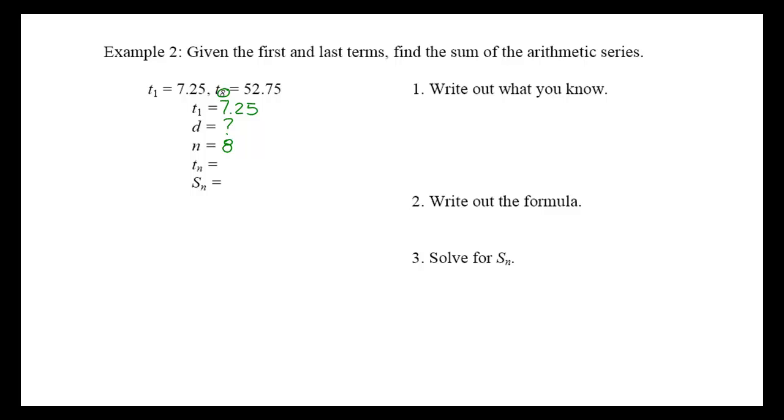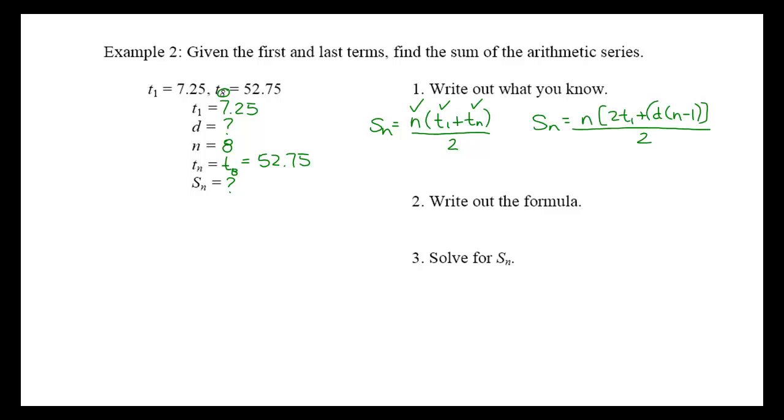My Tn value, or my T8 value in this case, happens to be 52.75, and the sum I don't know. So again, I've got those two formulas to choose from. Since I know n, I know T1, and I know Tn, I'm going to use this formula because it's a little bit shorter. If you were to compare it with the other formula, I don't know the value of d here, so I actually can't use this formula without having to calculate d first.